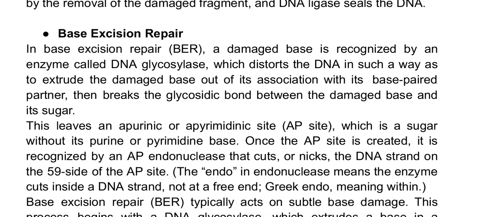In base excision repair, a damaged base is recognized by an enzyme called DNA glycosylase, which distorts DNA in such a way as to extrude the damaged base out of its association with its base pairing partner, then breaks the glycosidic bond between the damaged base and its sugar. This leaves an apurinic or apyrimidinic site, which is a sugar without its purine or pyrimidine base.